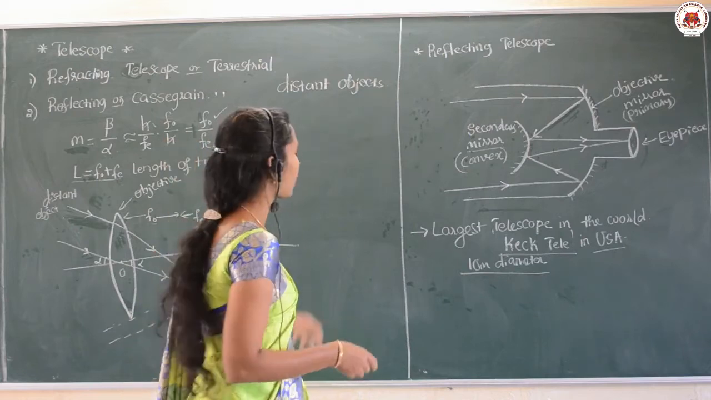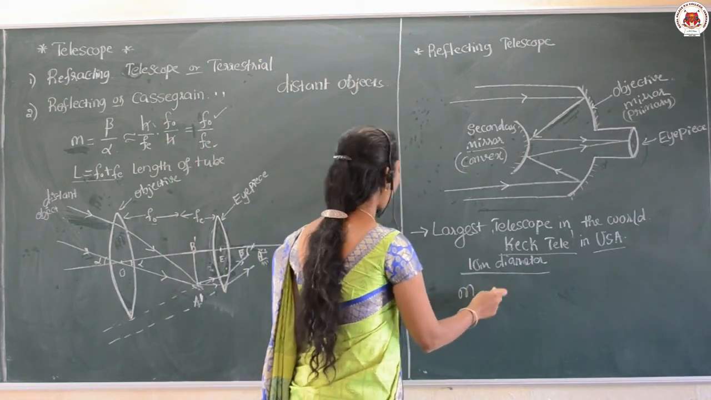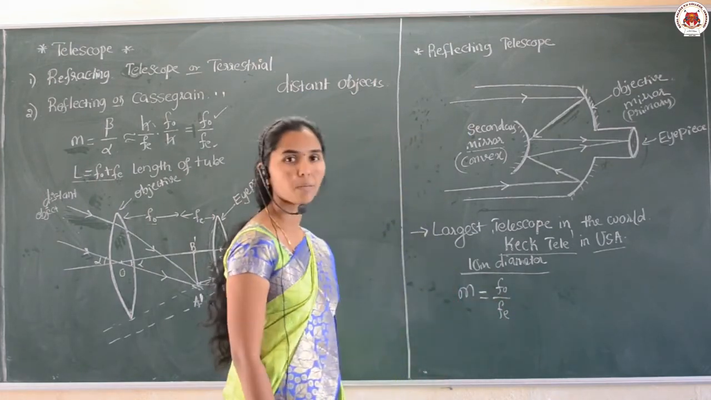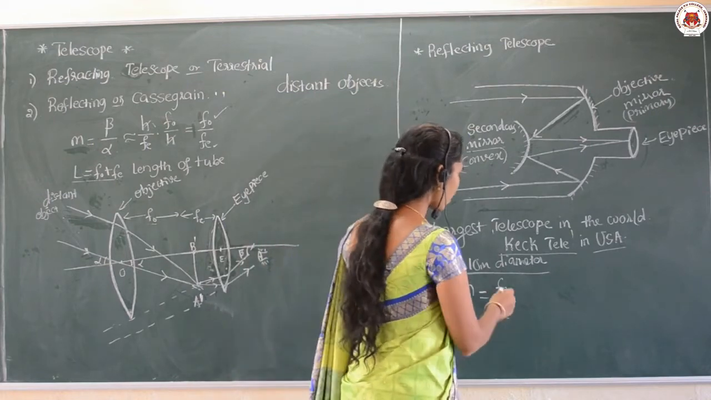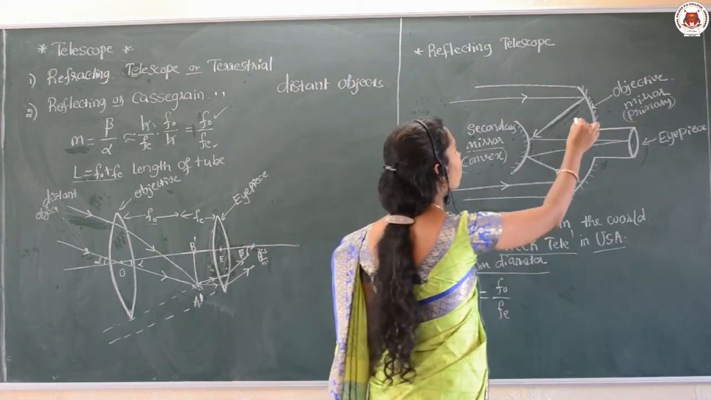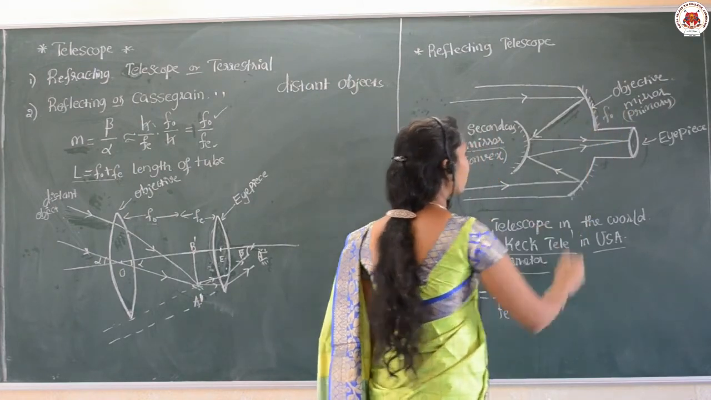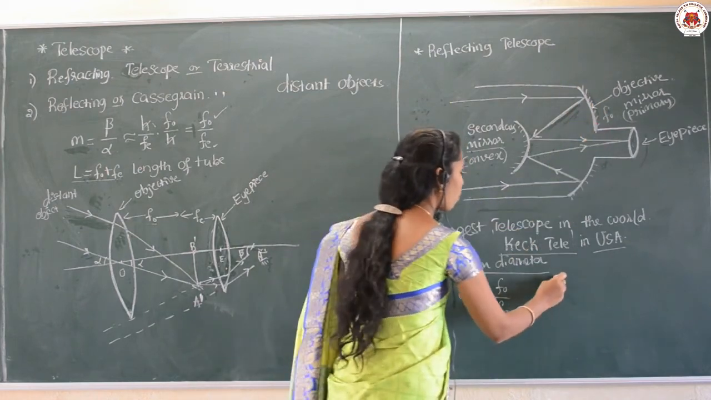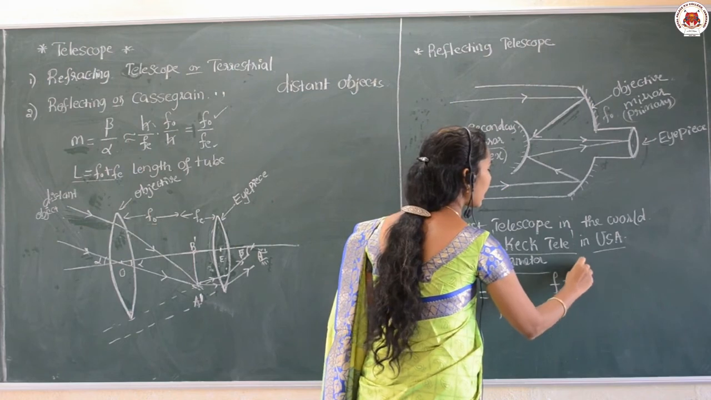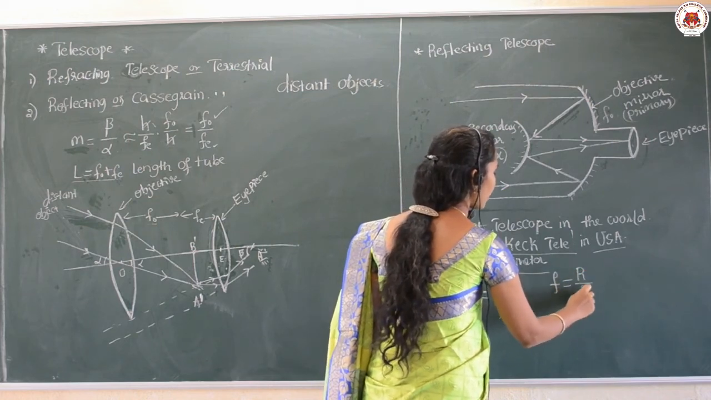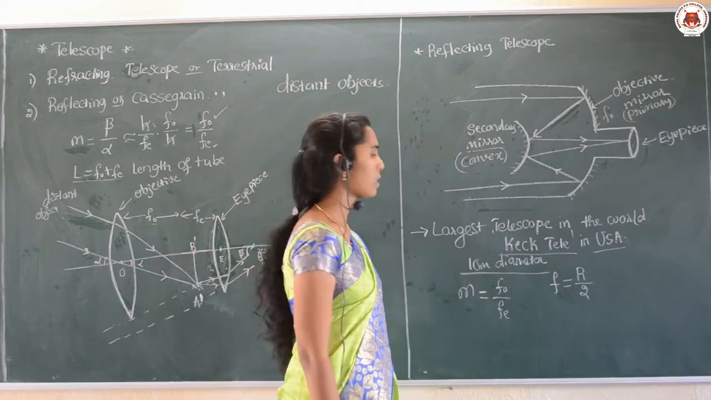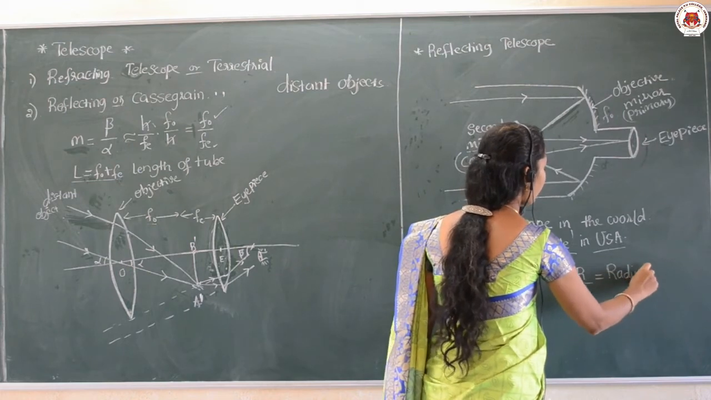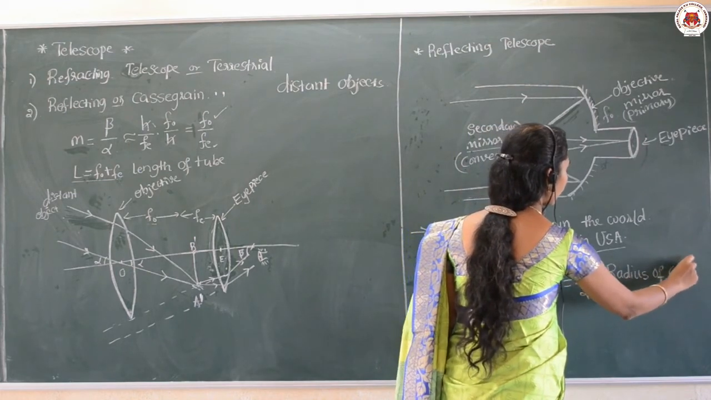And if you apply the same magnifying power here, that is M is equal to F naught upon Fe, you can take it like this. And one more formula, dear student: F naught here is the focal length of the objective, and the objective is a mirror here. The focal length of the objective in the case of a mirror can be given as R by 2. R means the radius of curvature.